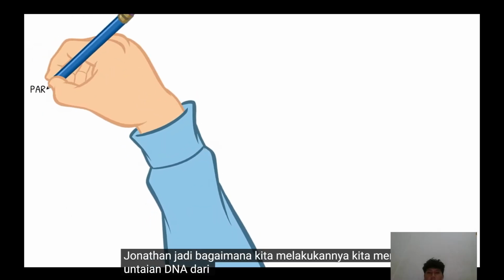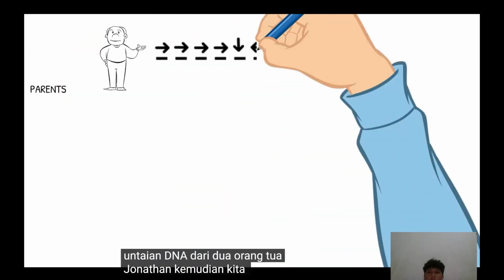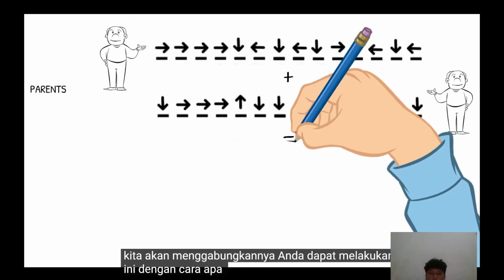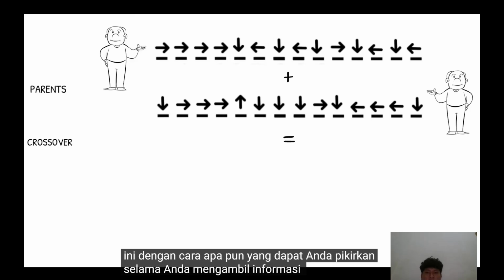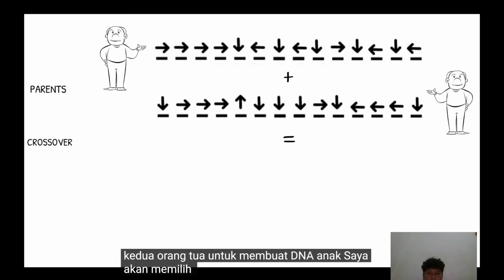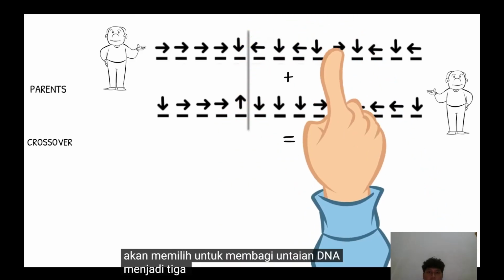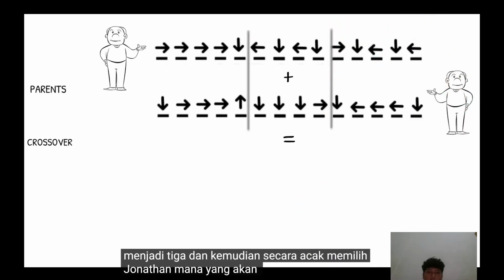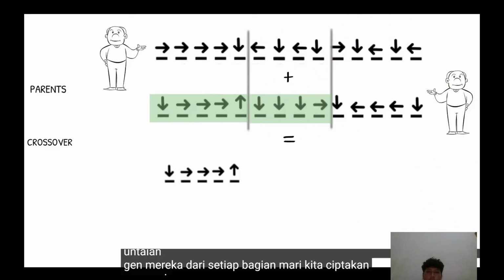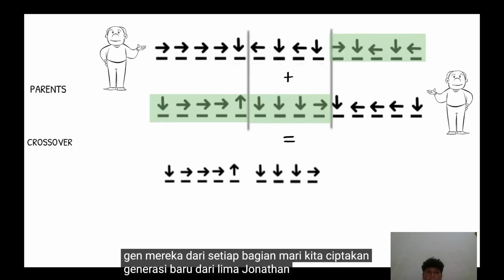We take the DNA strands from the 2 parent Jonathans. We then need to decide how we're going to combine them. You can do this in any manner you can think of, as long as you're taking information from both parents to create a child DNA. I'm going to choose to split the DNA strands into 3, and then randomly choose which Jonathan will pass on their strand of genes from each section. Let's create a new generation of 5 Jonathans.